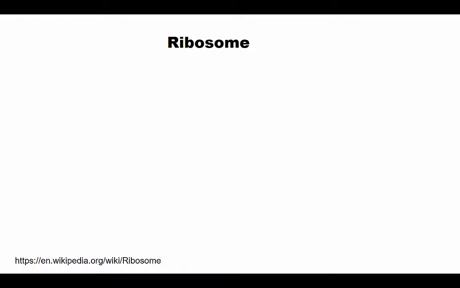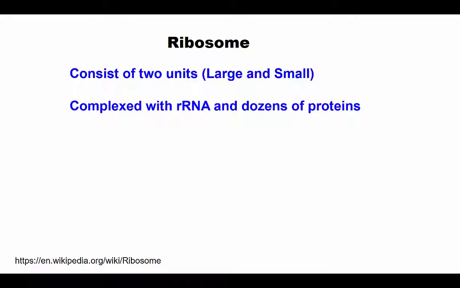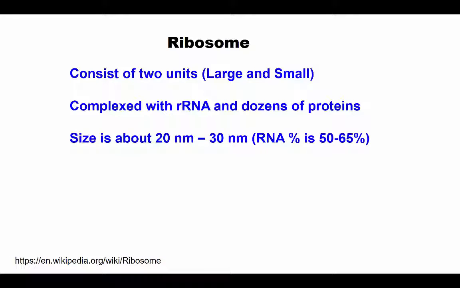Let's check several facts about the ribosome. As I said, the ribosome consists of 2 units, one large unit and one small unit. The ribosome is a complex of ribosomal RNA and dozens of different proteins. Ribosome structure is quite conserved among all different species. The prokaryotic ribosome is about 20 nanometers in size, and the eukaryotic is about 30 nanometers. The RNA content is about 65% for the prokaryotic ribosome, and for eukaryotic, the protein portion is increased, so it's almost 1-to-1, half RNA and half protein.